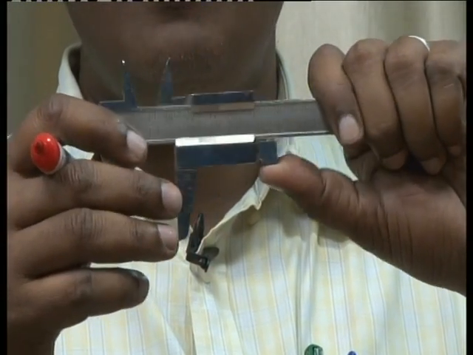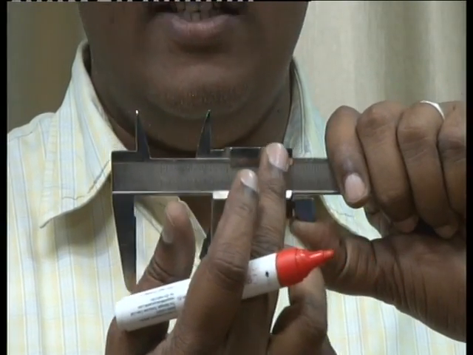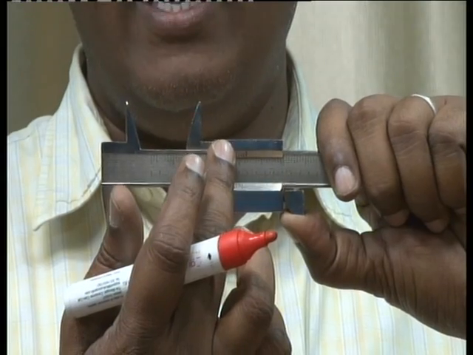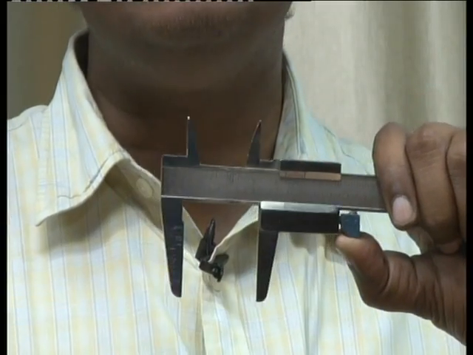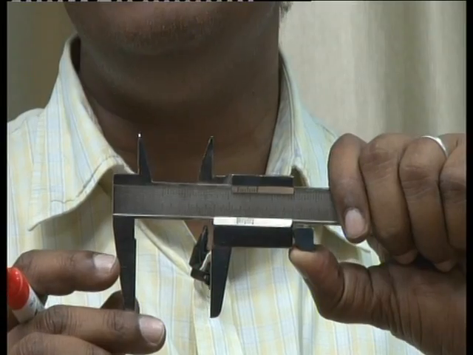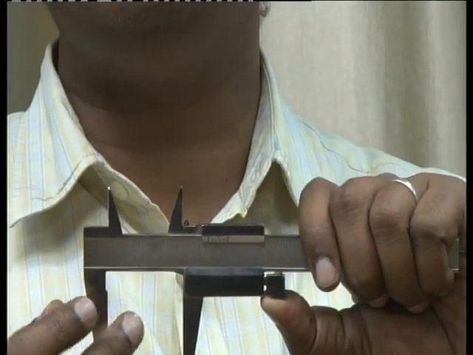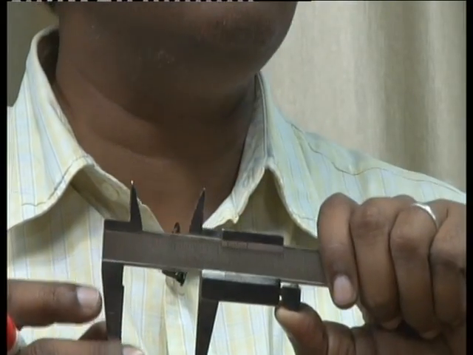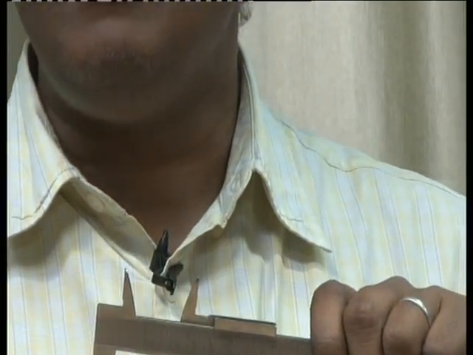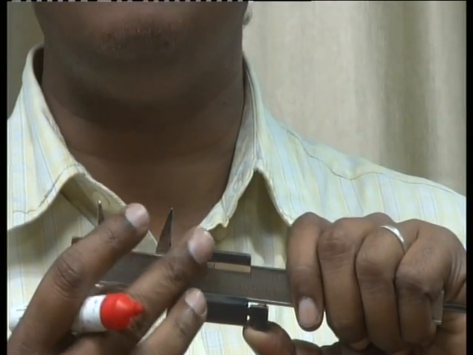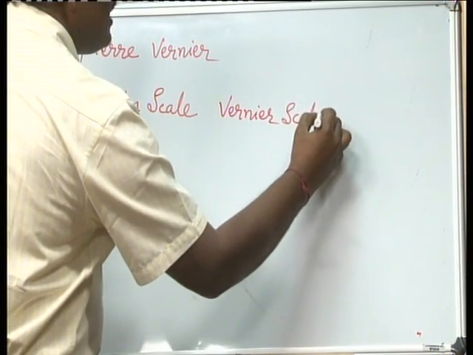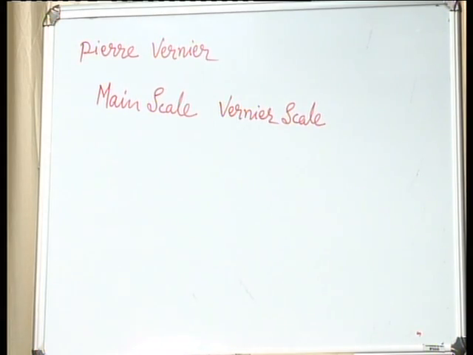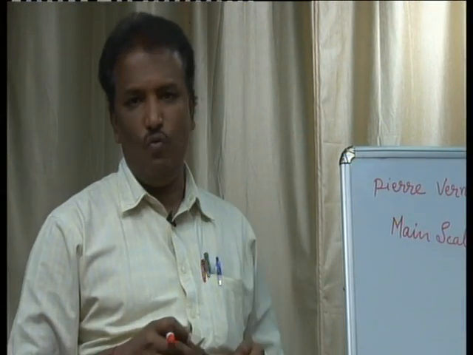Observe here, along with the movable jaw, there is a scale attached to the movable jaw. This is not the main scale, it is a secondary scale. You can even call it a movable scale. Since this scale and the instrument were invented by Pierre Vernier, in honor of his name, this scale is called the Vernier scale. So, how many scales do we have in this measuring instrument? There are two. One is the main scale, and the other is the vernier scale.